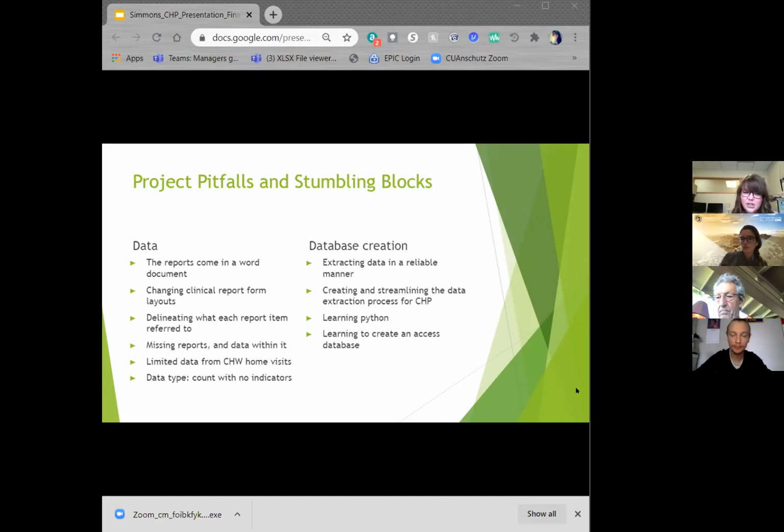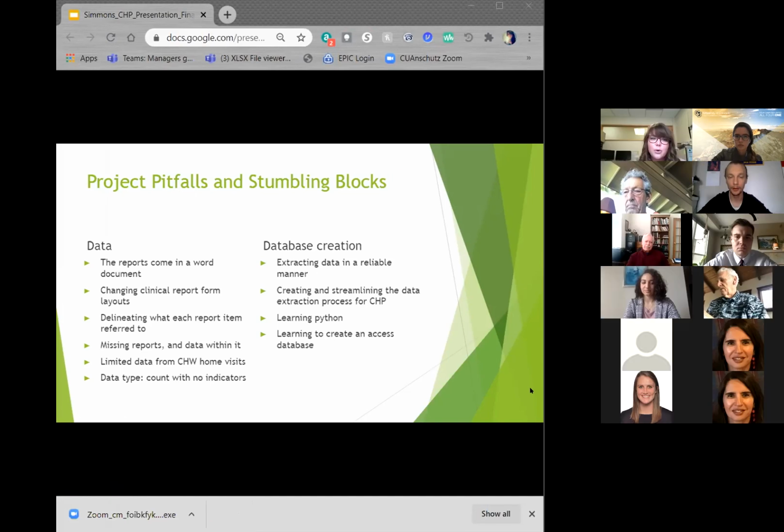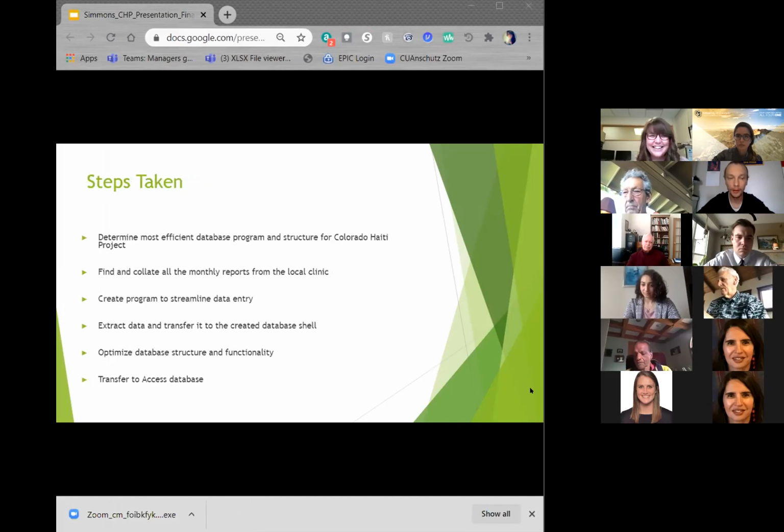So this had its own struggles, both stemming from my need to learn some very basic aspects of Python, as well as to create the program from the changes in report layouts that had occurred over the years, as well as delineating what each section was actually telling us. So that was a good portion of our project. So this is kind of an overview of the steps taken throughout the course of my project here, which I'll go into more detail as we move along.